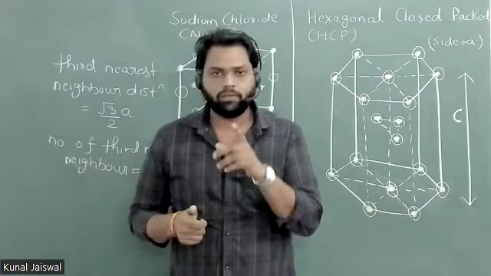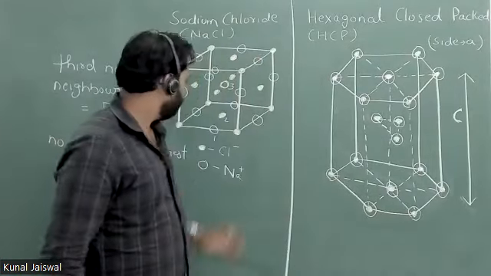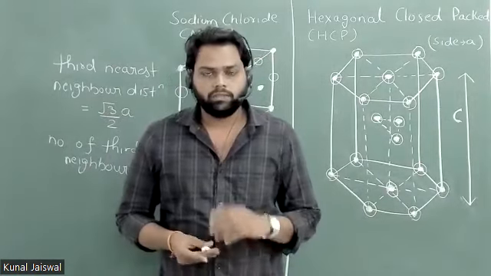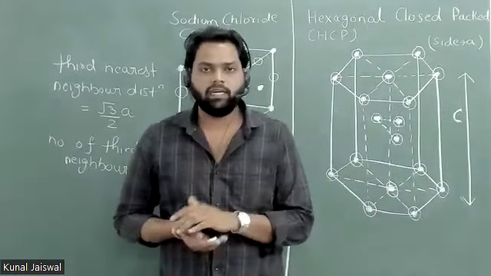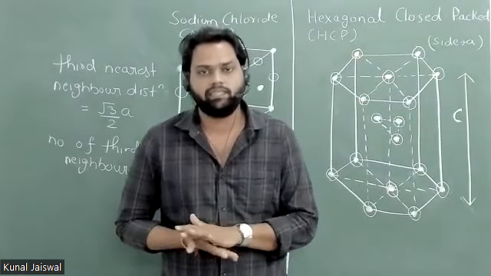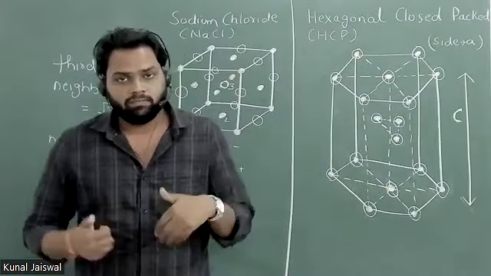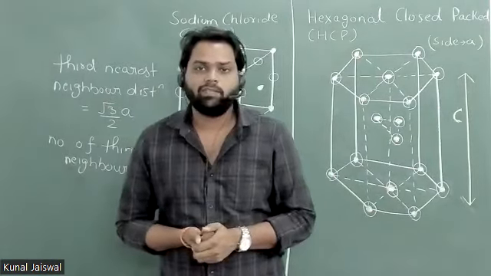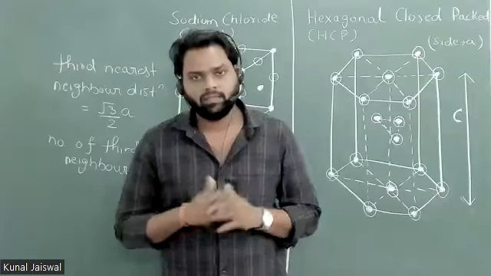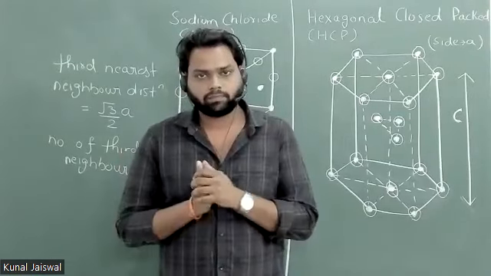Like I have sent you a question. I will solve this after this discussion. You can see there, they have asked about the second nearest neighbor ion for the Na plus ion in a NaCl lattice. So in the upcoming exam, they can ask what the second nearest neighbor ion for the Cl minus ion will be. The number will be 12.